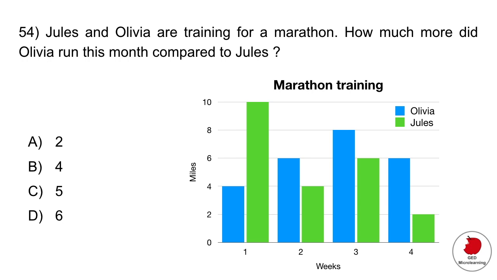All right, so this question is another question with bar graphs. In this case, we have 2 sets of data. It says Jules and Olivia are training for a marathon. How much more did Olivia run this month compared to Jules?